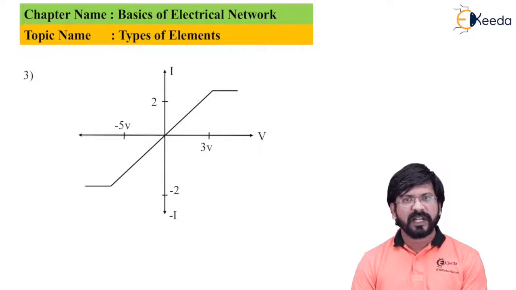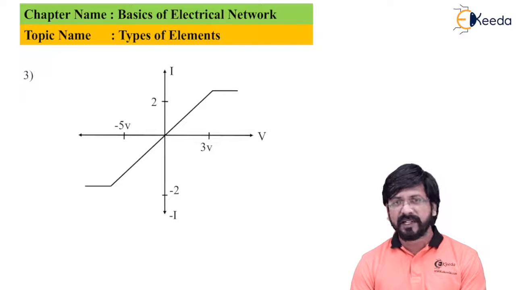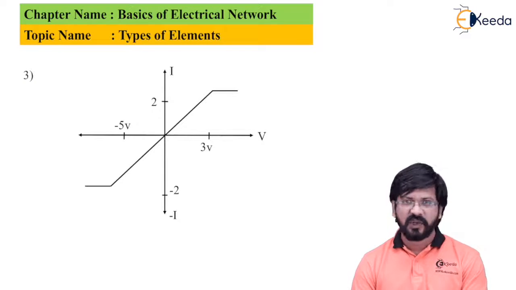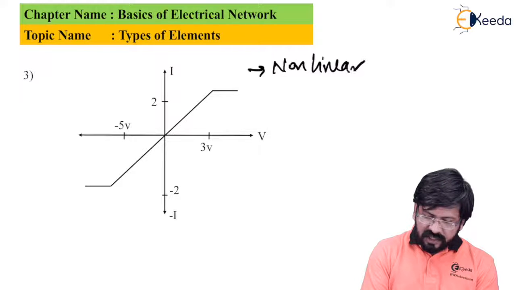The third problem that you can see on your screen, again ask yourself, is that a straight line passing through the origin? You can say no. So it means it is a non-linear characteristic.